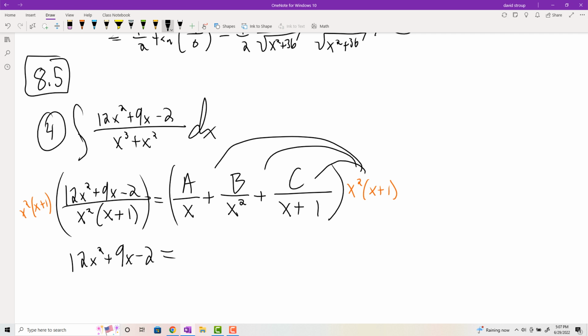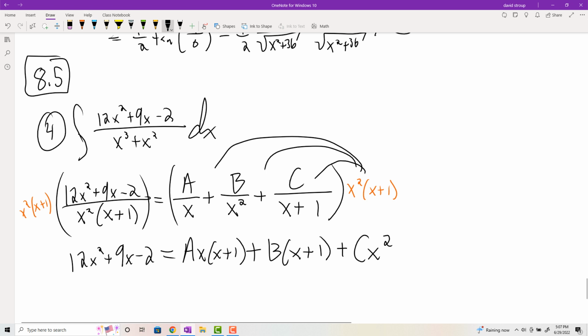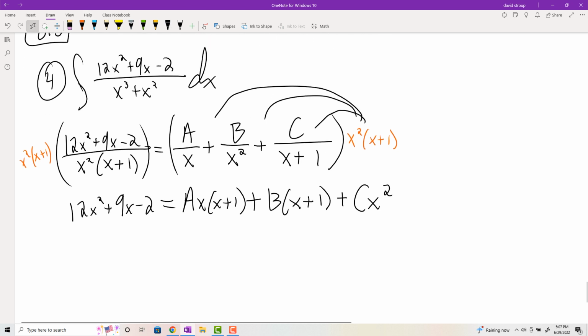The first distribution, one of the factors of x will cancel, and I'm left with a times x plus 1. The second distribution, the x squared factors will cancel, just leaving you with b times x plus 1. The third distribution, the x plus 1's cancel, leaving you with c times x squared.